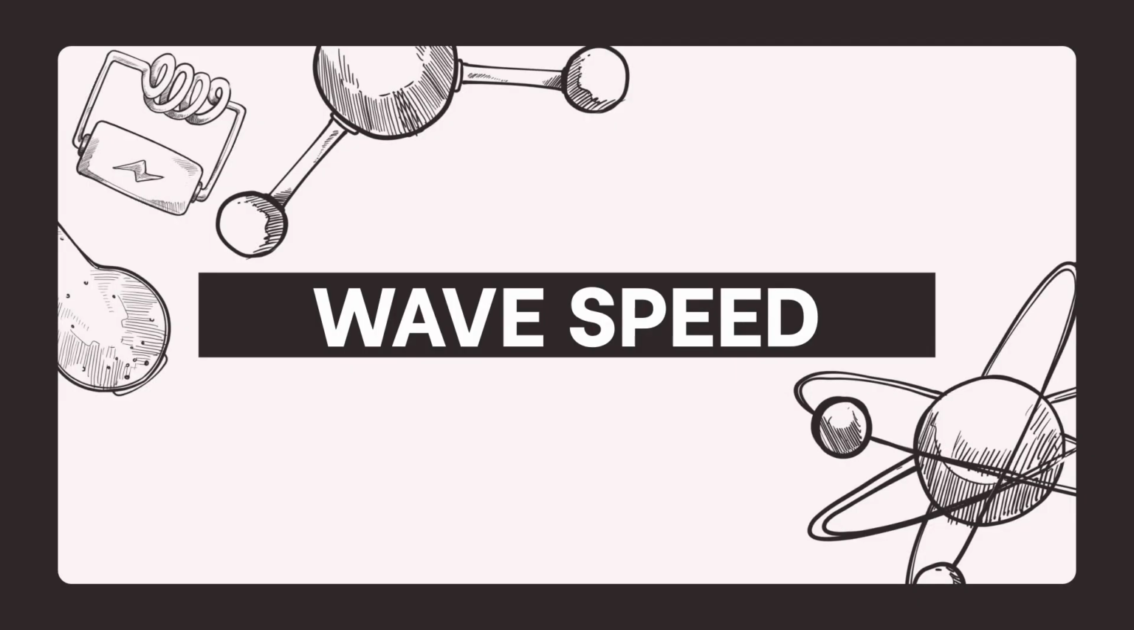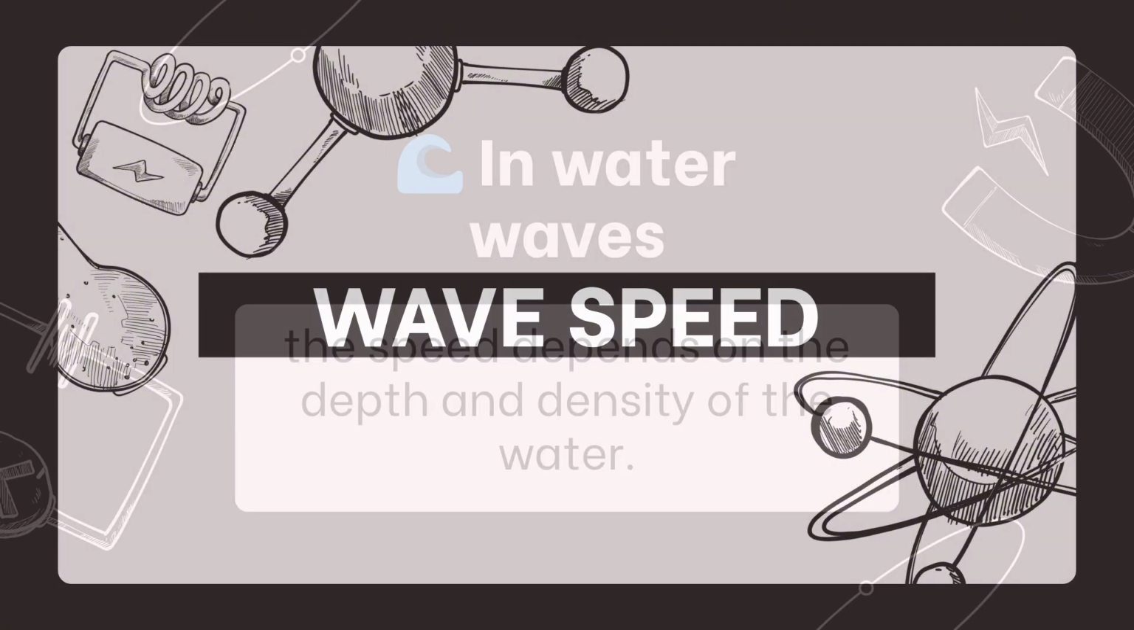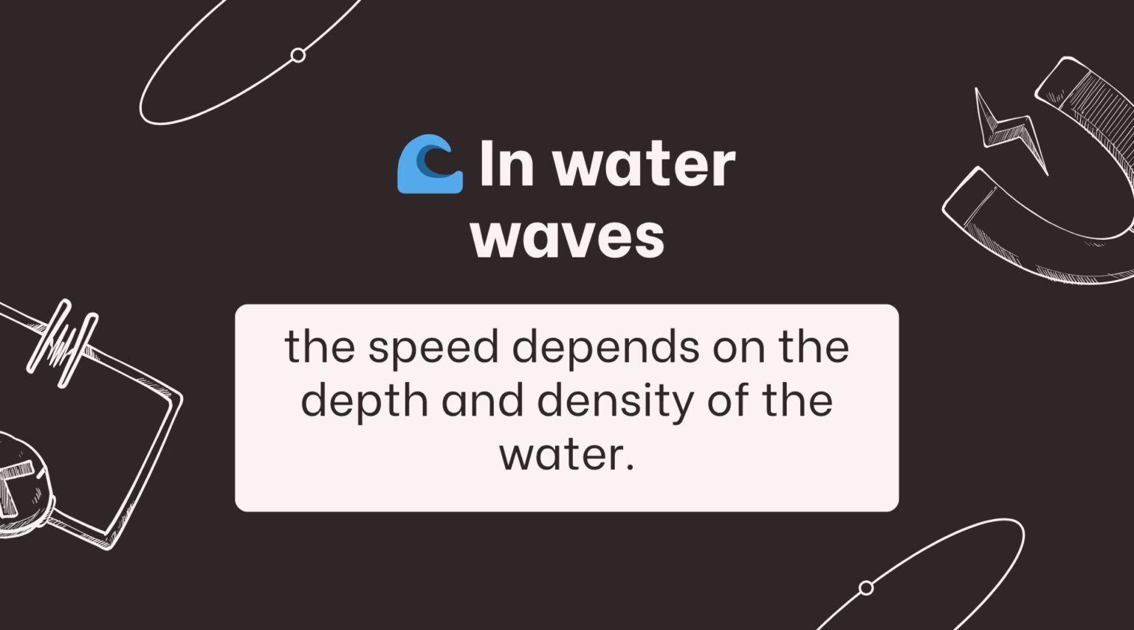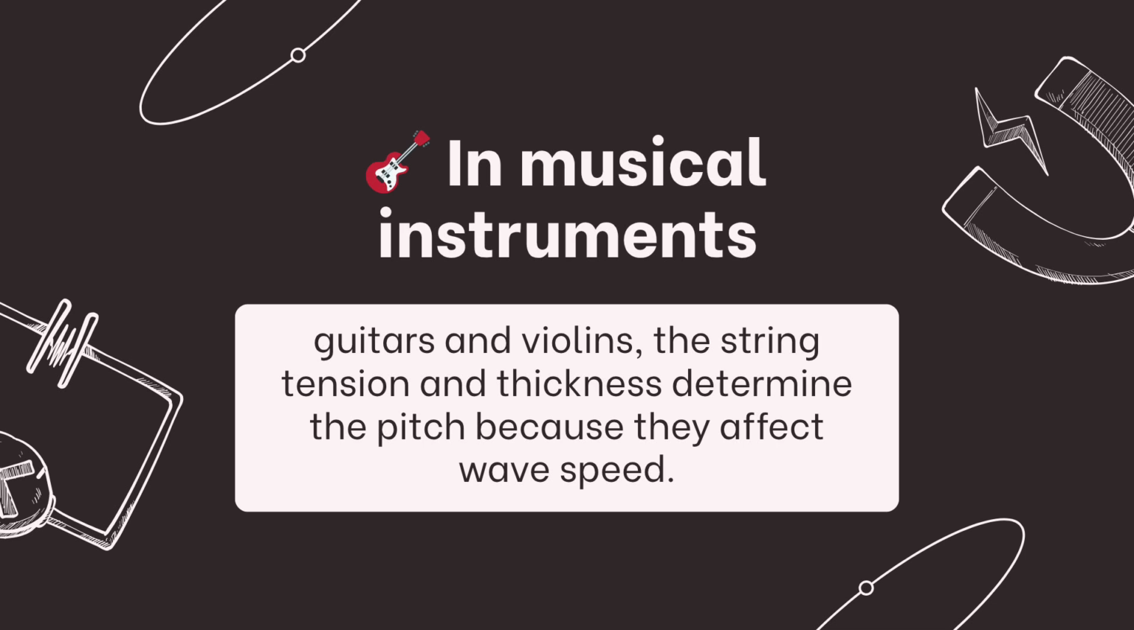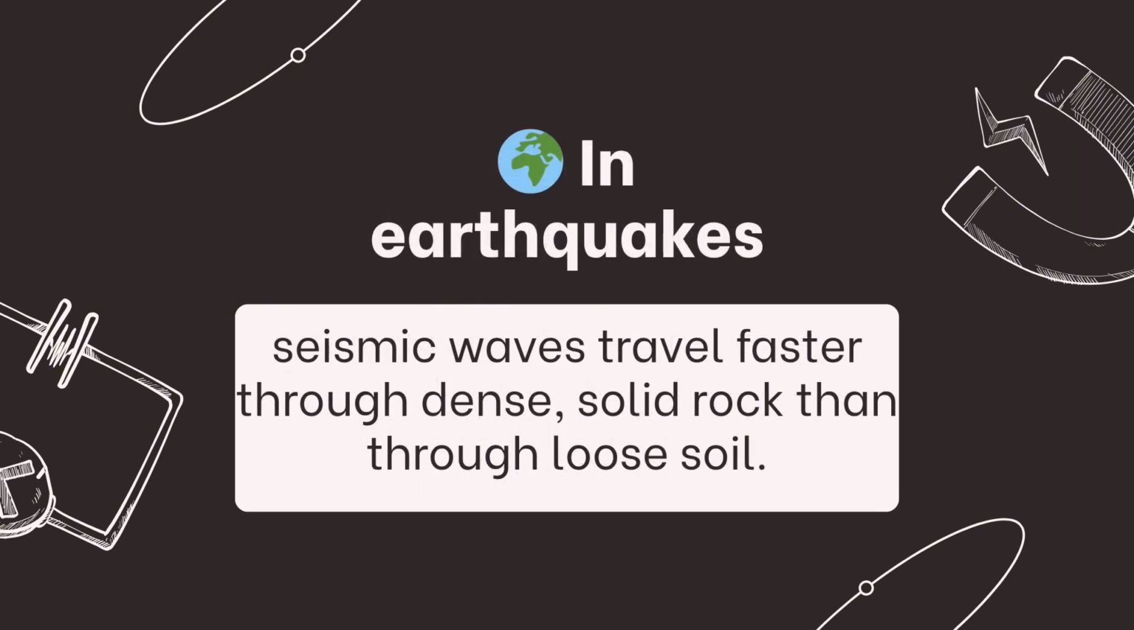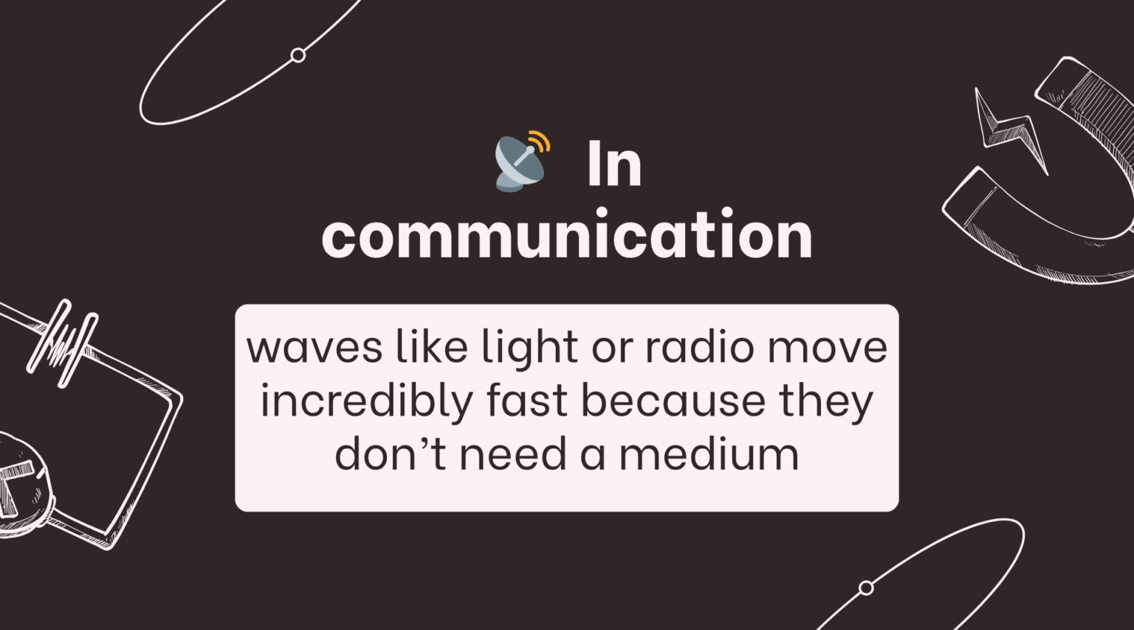Wave speed is more than just a concept. It's something we encounter in our real life all the time. Like in water waves, the speed depends on the depth and the density of the water. In musical instruments, like guitars and violins, the string tension and thickness determine the pitch because they affect the wave speed. In earthquakes, seismic waves travel faster through dense solid rock than through loose soil. And lastly, in communication, waves like light or radio waves move incredibly fast because they don't need a medium.